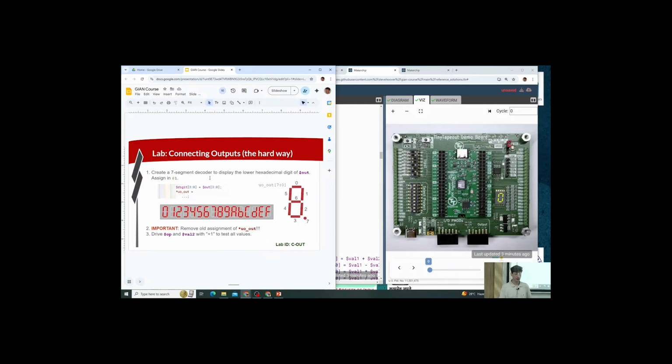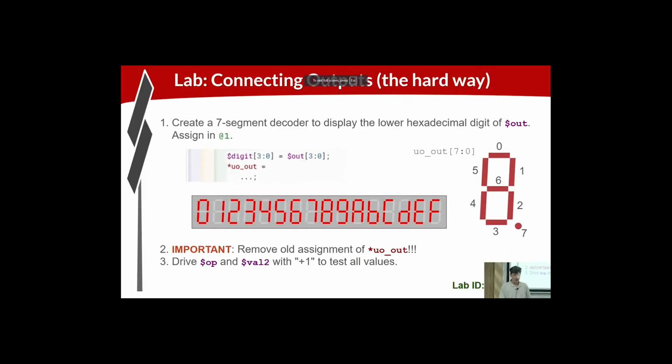Okay. So the 7-segment decoder, first we're going to just extract the lower digit from our output. I may as well go full screen here. This first line, digit 3 to 0, is bits 3 to 0 of the output, just to extract those 4 bits as its own signal. And then an expression for UO out, right? UO out is the Verilog interface signal for the TinyTapeout module. So we need to assign that Verilog signal. And then the expression that we're going to give here is the expression that will produce the right lighted segments.